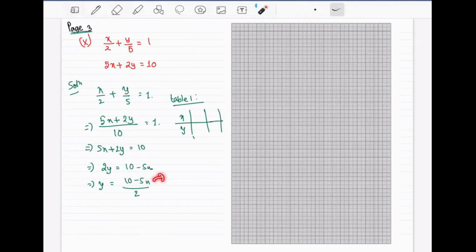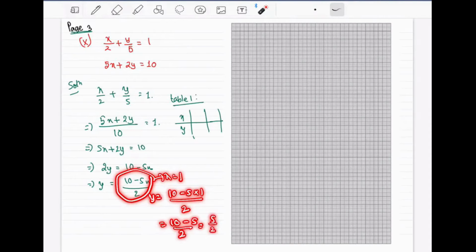For example, let's say I take x is equal to 1. What will happen then to the whole value of y? Y is equal to 10 minus 5 into 1 divided by 2. 10 minus 5 divided by 2, what do we get then? 5 by 2. This is a fraction, right? We don't want to obtain this. So better do not take x is equal to 1 in your table. This is correct, when x is 1, y is 5 by 2, this is the solution. But we don't want these values in order to plot it in a graph. We don't want fractional numbers.